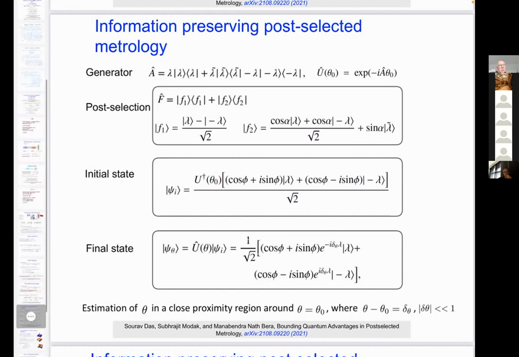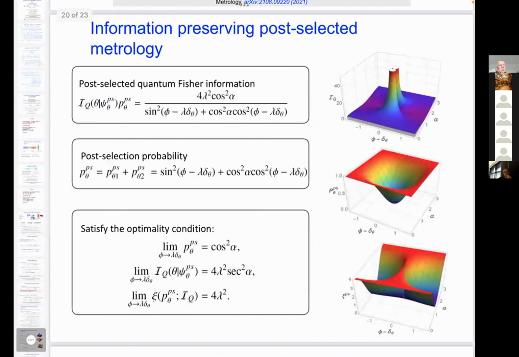So these are all the protocols that I want to check, whether this metrological efficiency and all the things we are describing are being preserved or not. So these are all the calculations, how to calculate the post-selected quantum Fisher information and the post-selection probability.